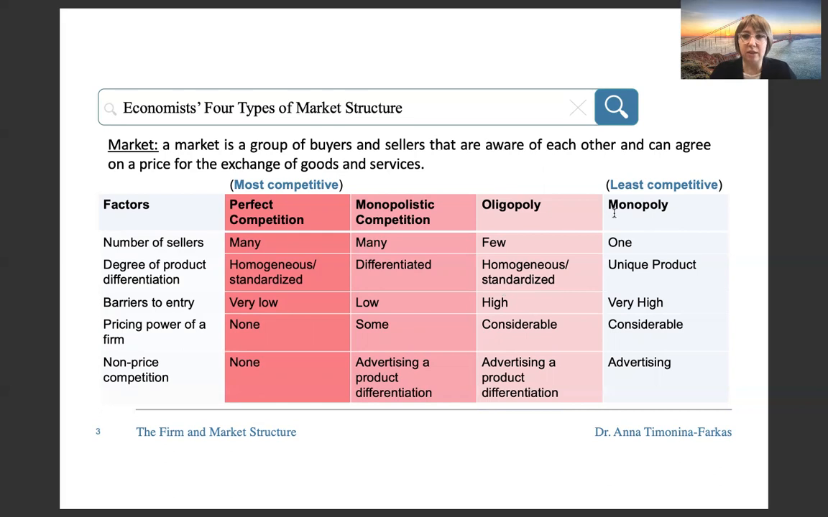The least competitive type of market structure is monopoly. Here we are talking about one product and one company with very high barriers to enter and considerable price competition. Why considerable? Because there can be some governmental regulations for the price. And there are also non-price competitions which can be delivered if any other company would like to enter this market.